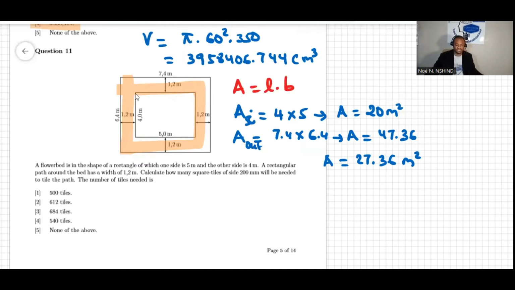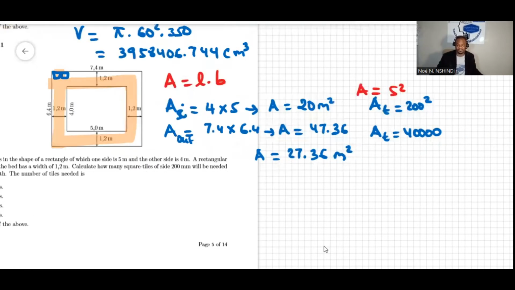Now, because we're going to fill in this space by square tiles of 200 millimeters, each full square will have an area. The area of the tiles will be 200 squared, because the formula is that the area of a square is side to the power of 2, or side times side. So this is 200 to the power of 2, which is equal to 40000. That's the area of the square of the tiles.